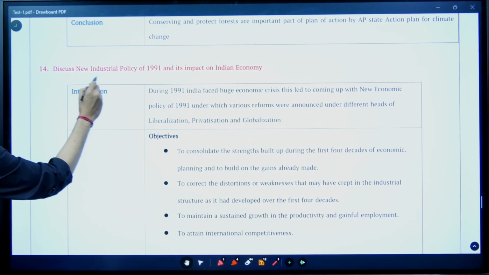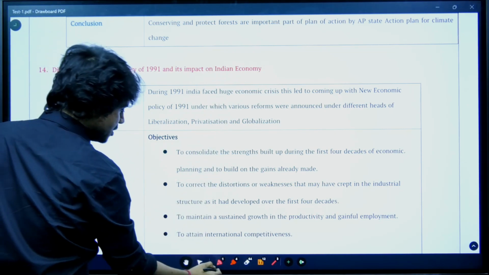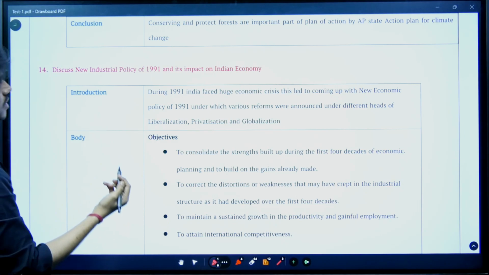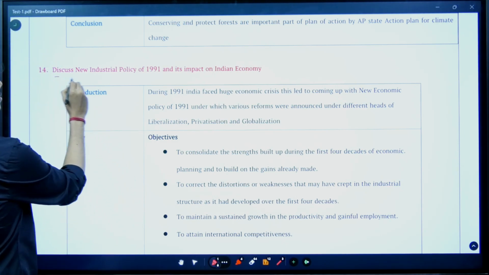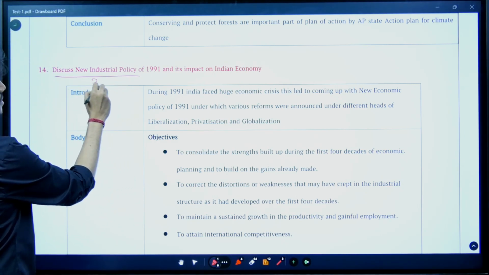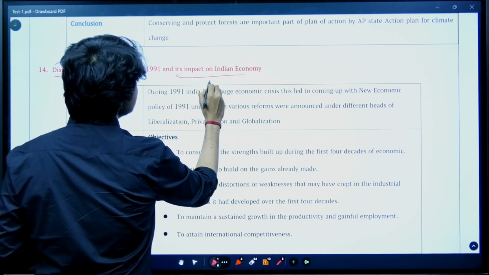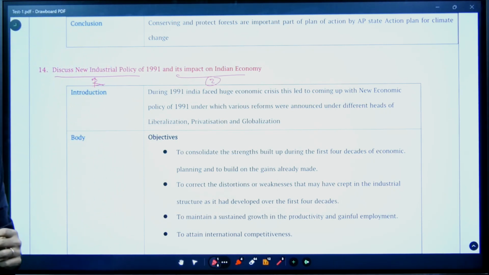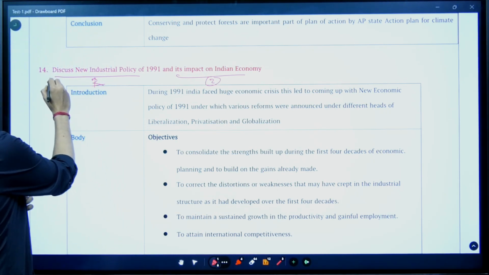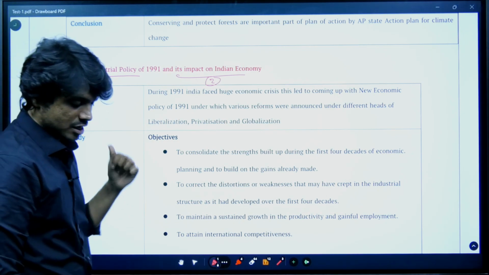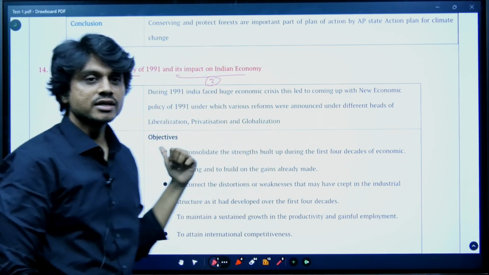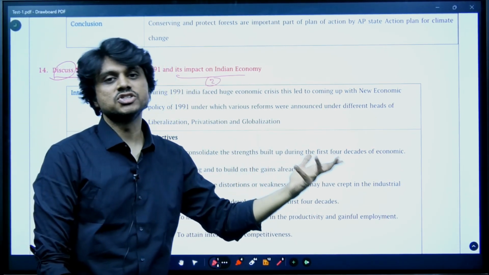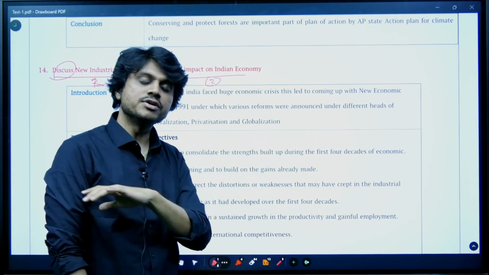So let's understand how to attempt this question. Discuss the new industrial policy and its impact on the Indian economy. First, identify how many parts there are in the question. Here the question has two parts. Discuss the new industrial policy, this is the first part, and its impact on the Indian economy, this is the second part. The second most important thing is to identify the question tag here. The question tag here is discuss. If the same question had the tag elaborate the new industrial policy of 1991, it would completely change. The answer you should give would completely vary.